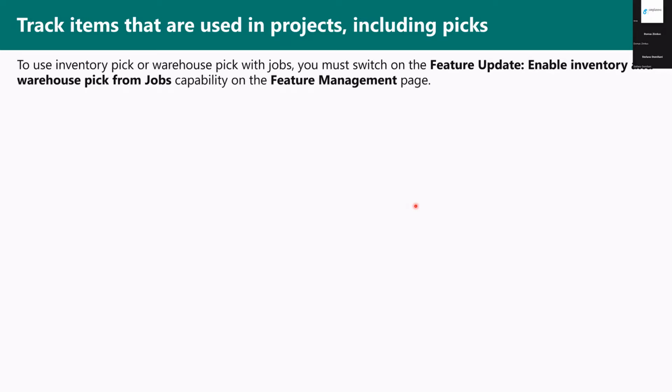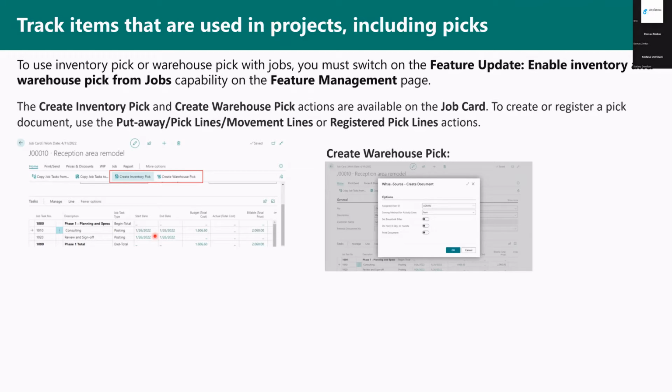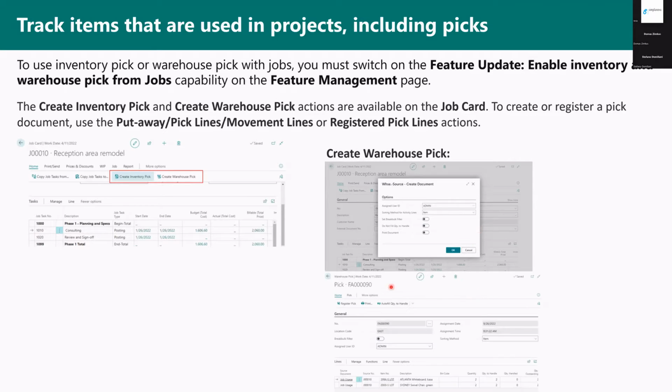When enabled, it adds two new actions to your job card that permit you to create an inventory pick and create a warehouse pick from a selected line. This opens the create warehouse pick page, where you can specify your picking methods, sorting methods, assignment to a user, and so on. When the pick is created, it is automatically linked to the job line.